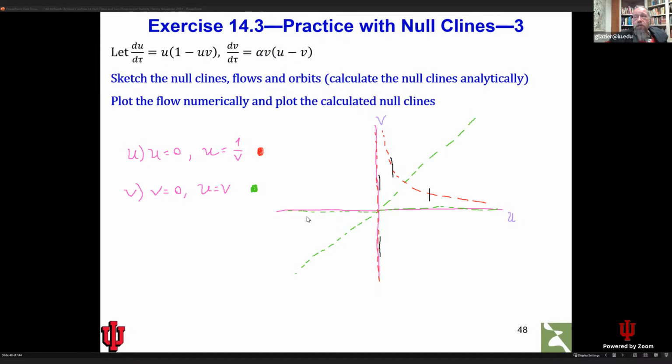So you could pick a point which is easy, like U equals 1, V equals 1/2, and calculate what direction you are. If U equals 1 and V equals 1/2, then du/dt is equal to 1 minus 1/2, which is 1/2. So du/dt is positive. So at U equals 1, V equals 1/2, the flow is positive in U. So you could draw something there and then figure out the rest of it.